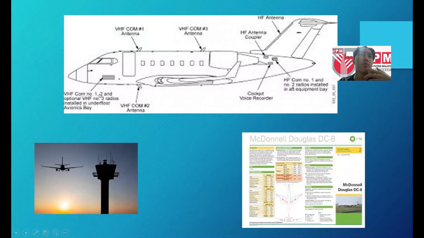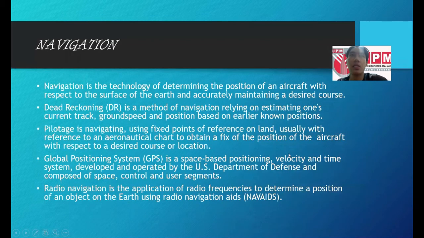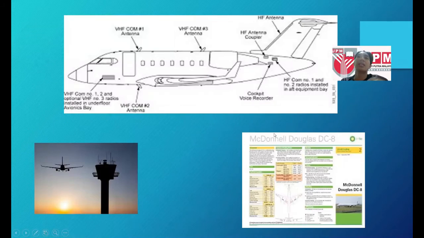So this is the VHF system, in the underfloor avionics bay here in the main bay. Okay, this is the control center, the tower. So this is the plane. This is just facts, just information, mentioned for the McDonnell Douglas DC-8. Okay, I think that is for my part. So, thank you.